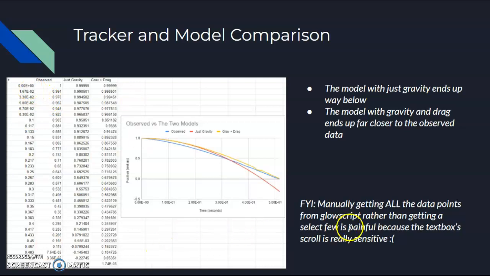Alright, so Tracker and model comparison. So this is all the data. It was pretty painful getting all the data points from GlowScript because the text box where you copy and paste from is really sensitive. But you can see from the graph, the model with just gravity ends up way below. It was like negative 0.25 or negative 0.3 meters, whereas the model with gravity and drag ends up far closer to the observed data. It may not be closer at the start or around this area, but it does end up closer because it has a more accurate slope over time.